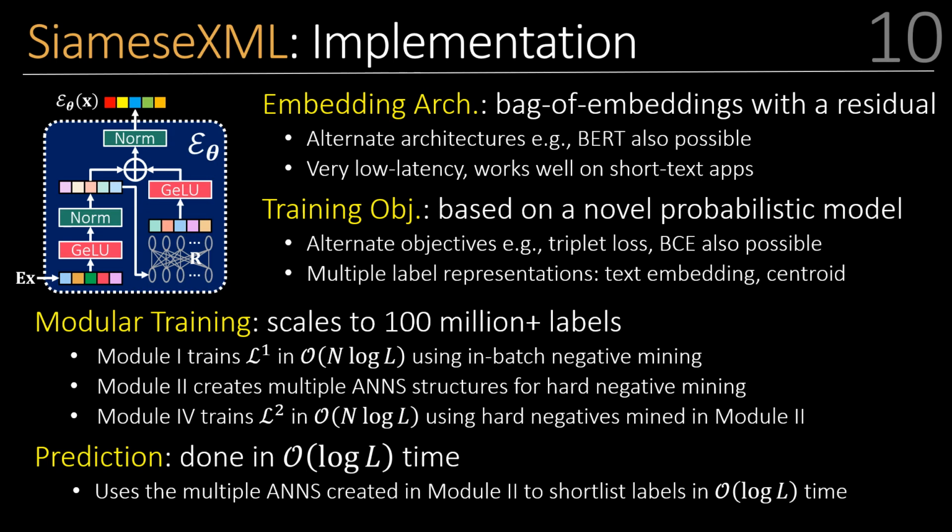In module 1, SiameseXML uses in-batch sampling to learn label centroids alongside label text-based embeddings. It then samples order log-L hard negatives using an approximate nearest neighbor structure trained over these label representations in module 2. At prediction time, SiameseXML uses the same nearest neighbor structure to make predictions in order log-L time.